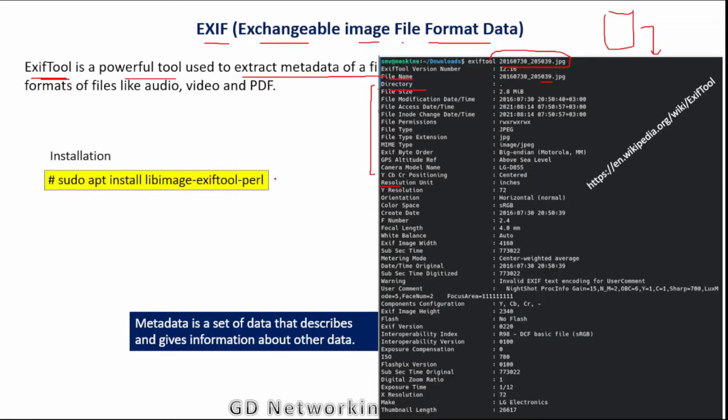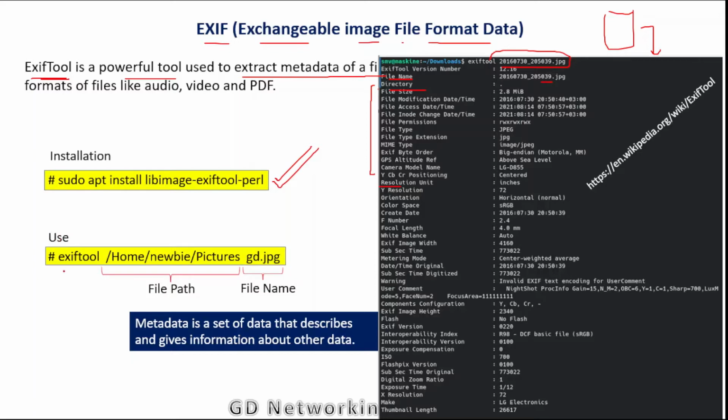And for installation on our Kali machine, we have this command which we will run. And then how to use it: simply, we give the name of the tool, then the location of the file, and then the name of that file. That's it. So let's do it in Kali Linux.